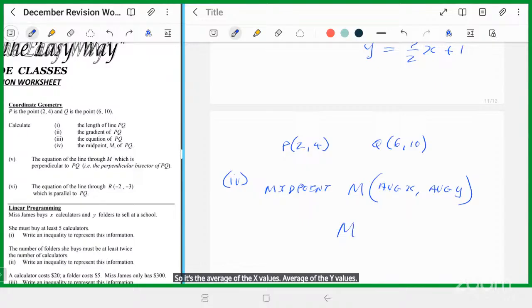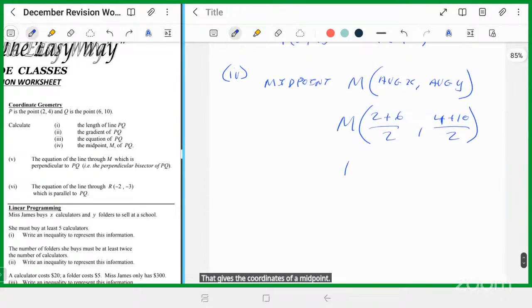So the midpoint is the average of these two x values, which is 2 plus 6 over 2, and the average of these two y values, 4 plus 10 over 2. That gives the coordinates of the midpoint. So 2 plus 6 is 8, 8 divided by 2 is 4. And 4 and 10 is 14, 14 over 2 is 7. That's the midpoint right there, 4, 7.